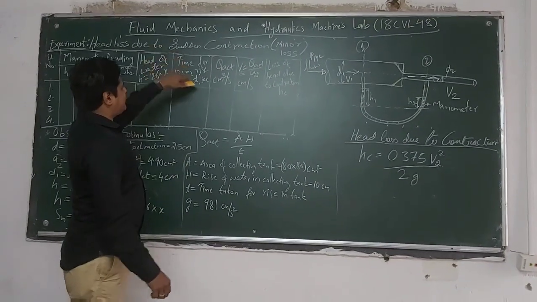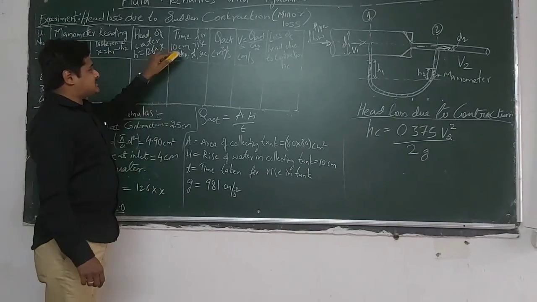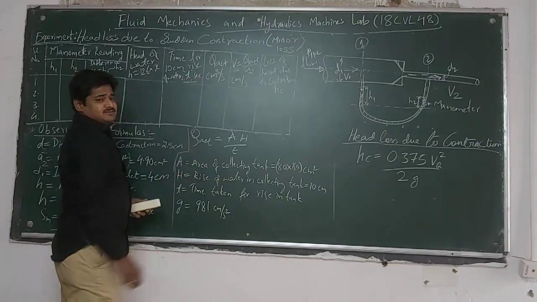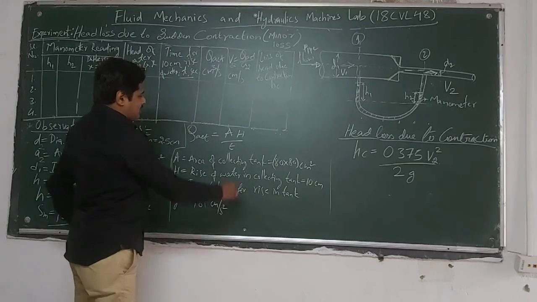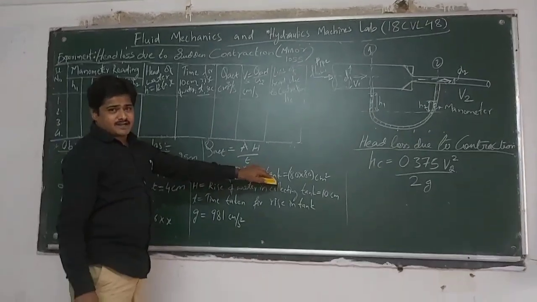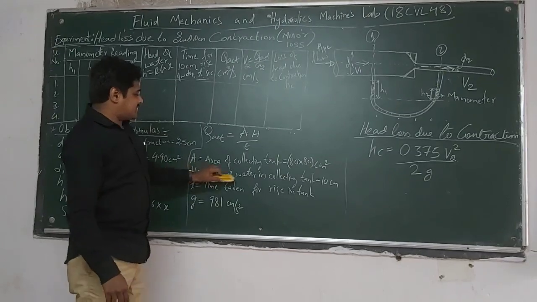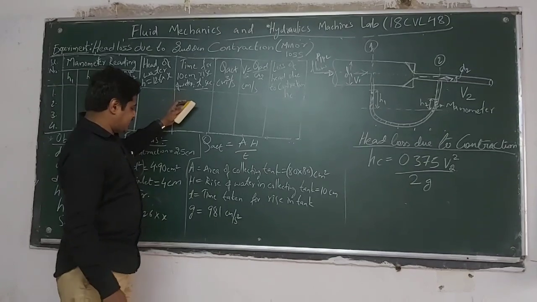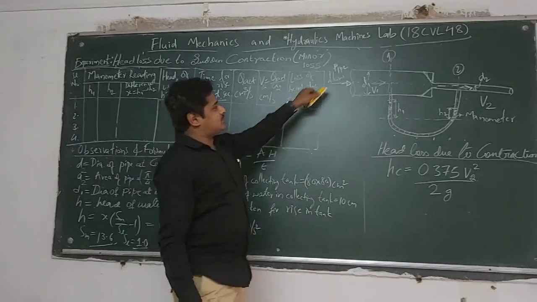Next we will find out the time for a 10 cm rise of water. Here, for the 10 cm rise of water in the water tank, the time it requires is taken as t seconds. Then next we will find out Q actual. Q actual is found by the formula Q actual equals A into H by small t, where A is the area of the collecting tank, which is 80 into 80, giving 6400, and capital H is the rise of water in the collecting tank, that is 10 centimeters, and t is the time taken for the rise.